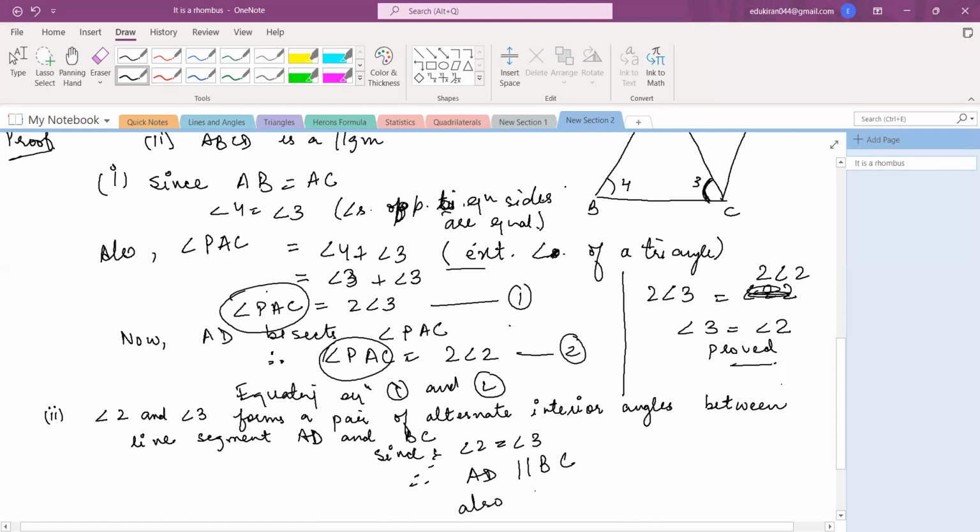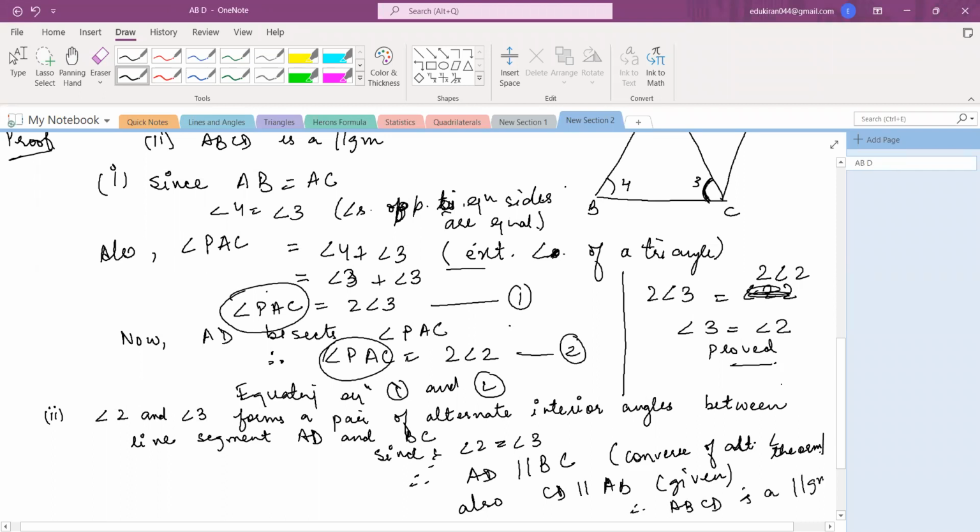Also, write it in bracket, converse of alternate angle theorem. CD is parallel to AB. This is given, okay? This was already given in the question. So we have two pairs of opposite sides which are parallel. So that means ABCD is a parallelogram. This is a good question. It can be asked in your exam also.